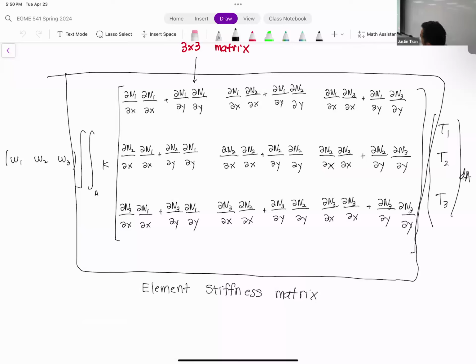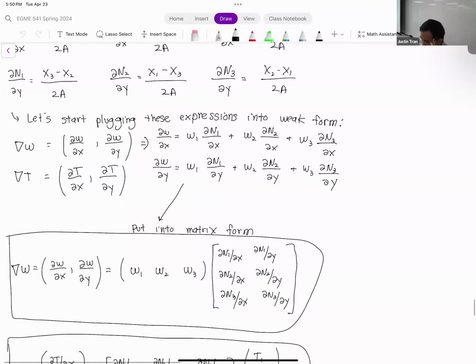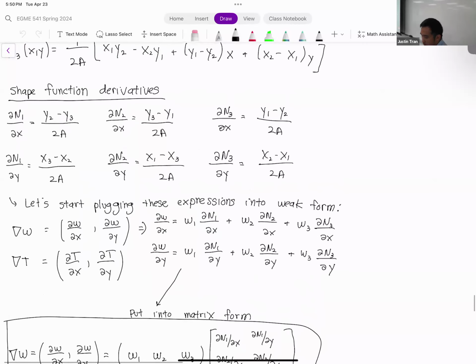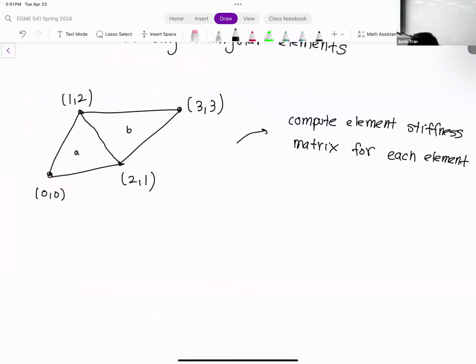Where basically you have all the shape function derivatives, and the shape function derivatives were given by these expressions right here. So we have a difference in the y coordinates, a difference in the x coordinates, divided by 2 times a. The first thing we're going to do is evaluate all these shape function derivatives for the problem at hand, compute its area, and then plug everything in. So let's start with that.